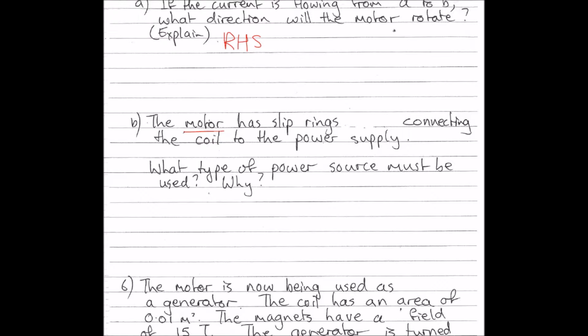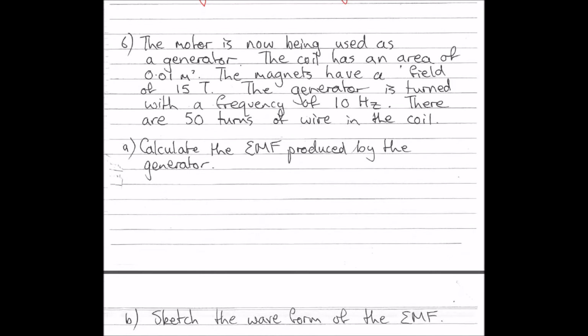What kind of power source must be used? It must be AC, because only AC will operate a motor with slip rings. And why? Because only AC has an alternating direction of current or something like that. You could, well, AC is alternating current. Okay, so that's one answer to that. I'm going to put some answers up on Compass.